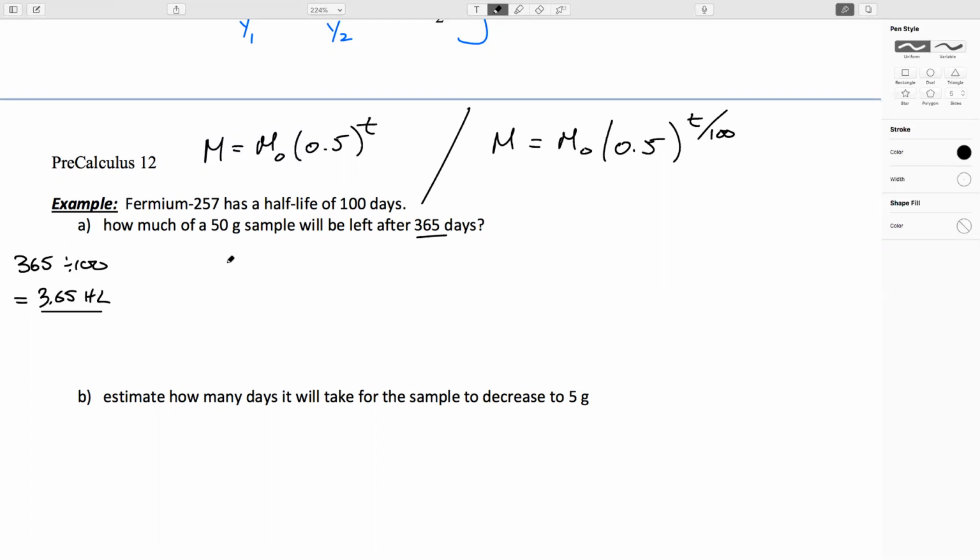We can now use our formula m equals m naught times 0.5 to the power t. M is what we're trying to find. We have 50 grams to start with, times 0.5 to the power 3.65 half-lives. And after this 365 days, we'll be left with 3.98 grams.